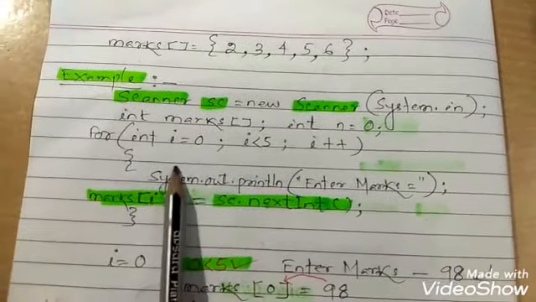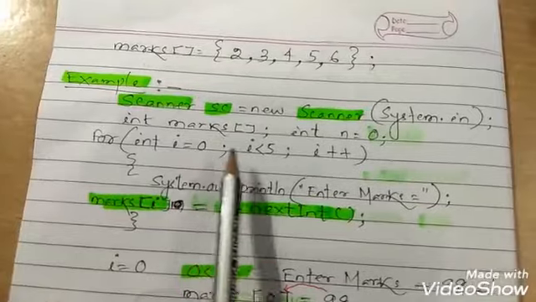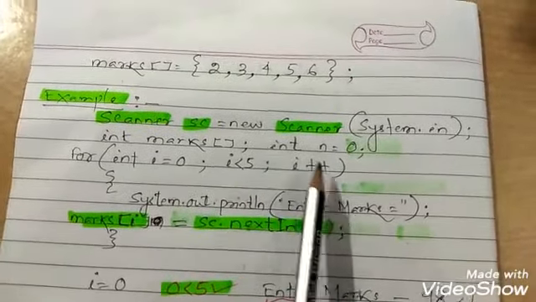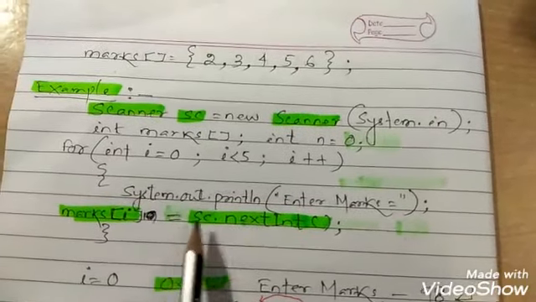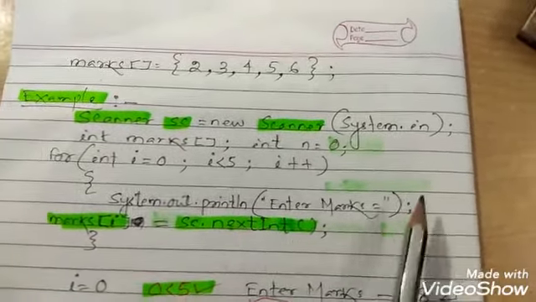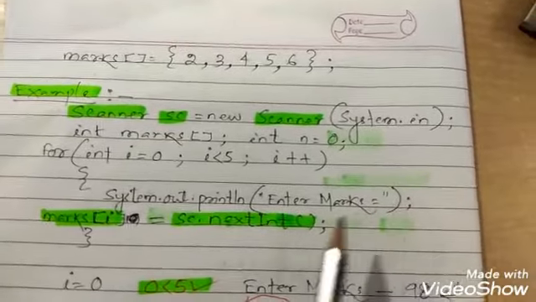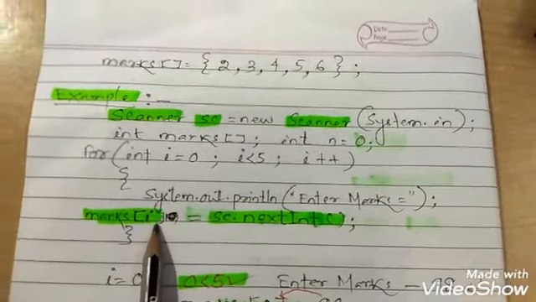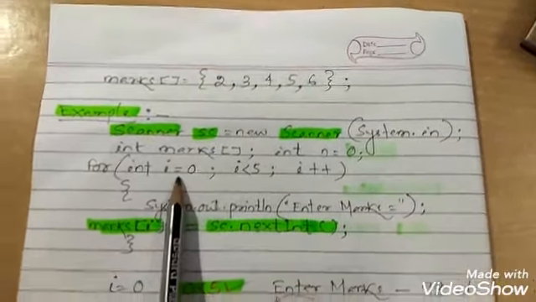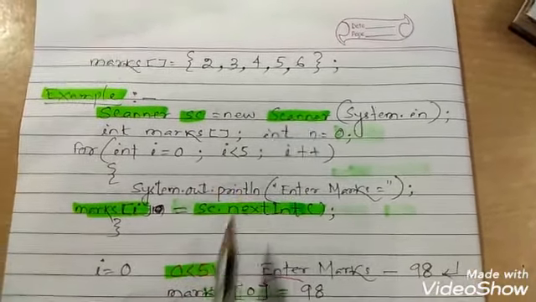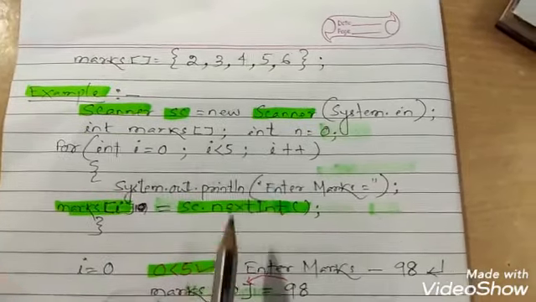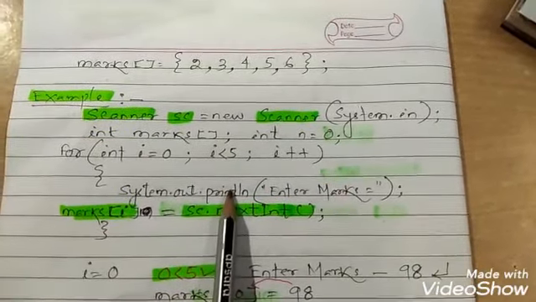Okay, in that case, for (int i = 0; i < 5; i++), then System.out.println("Enter marks"), marks[i] = sc.nextInt(). That means whatever marks you enter here will be read and stored in the i's place. What is the first i? i equal to 0. Then is 0 less than 5? Yes, 0 is less than 5. Then it will get inside the loop.